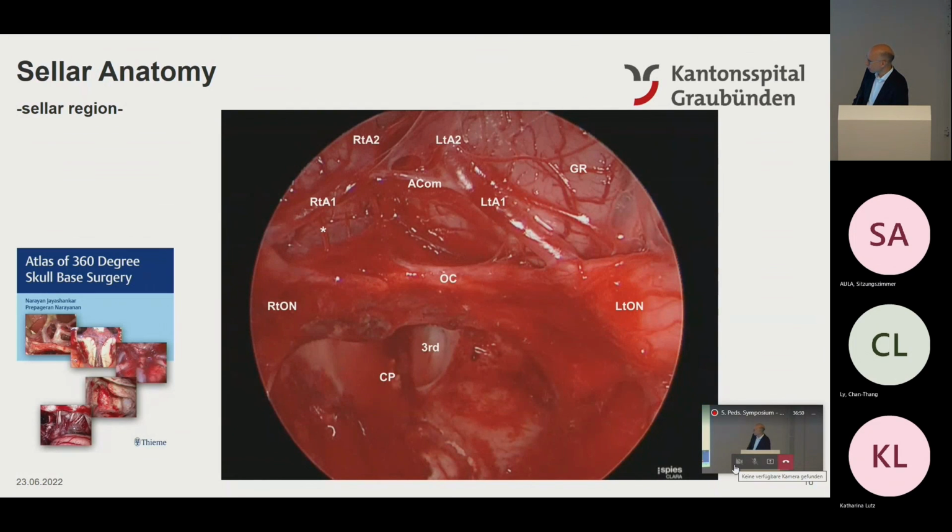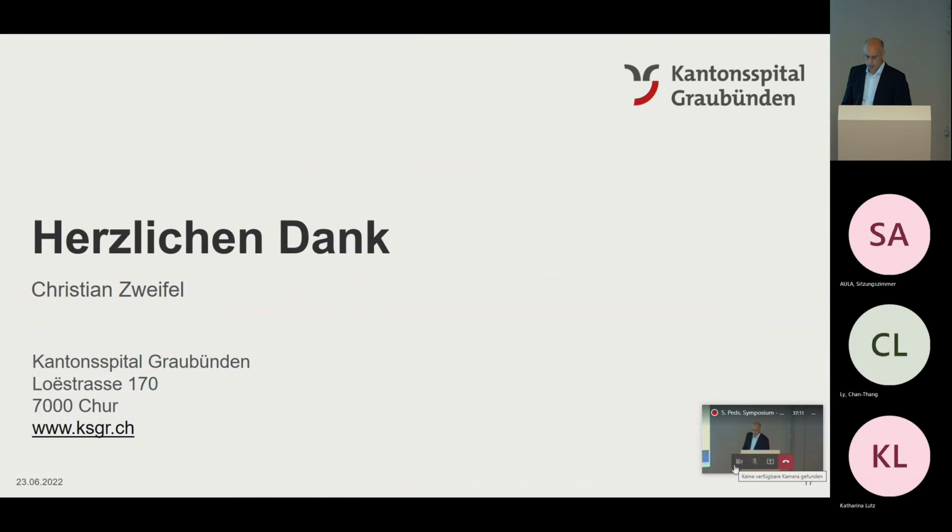This is a picture, a surgical view, and this is already with everything removed. Dura was removed, bone was removed, and this is A2, optic chiasm, right optic nerve, left optic nerve, and through this goes the third. So that's basically it for my part.